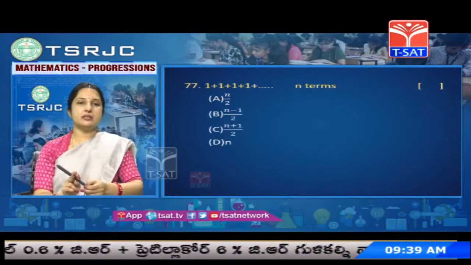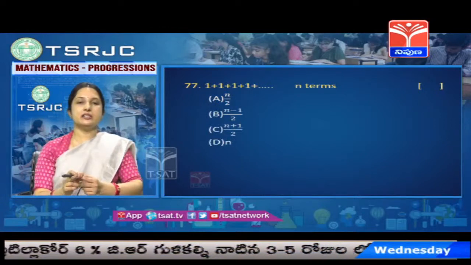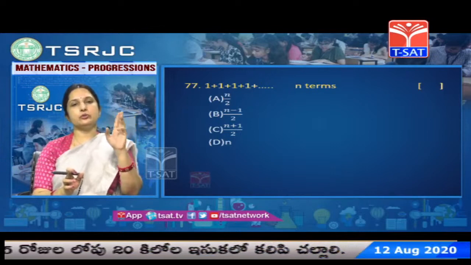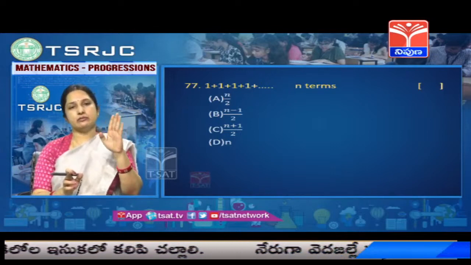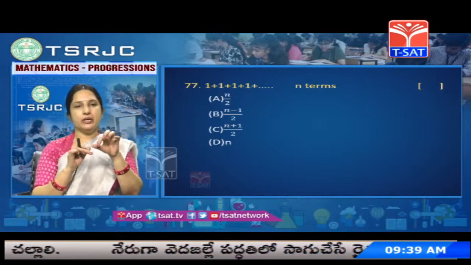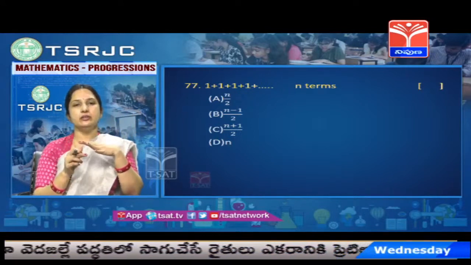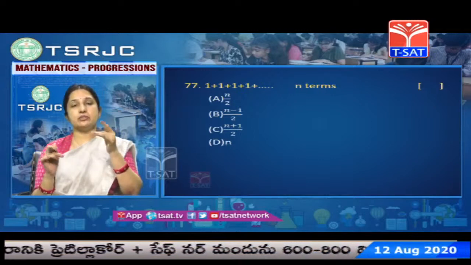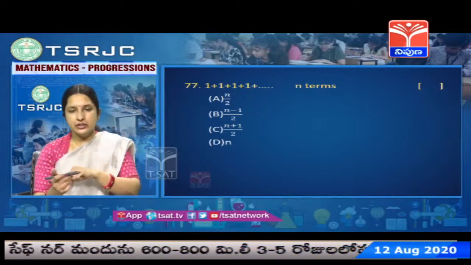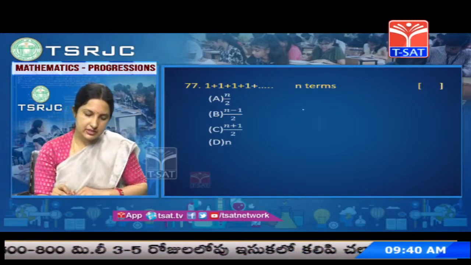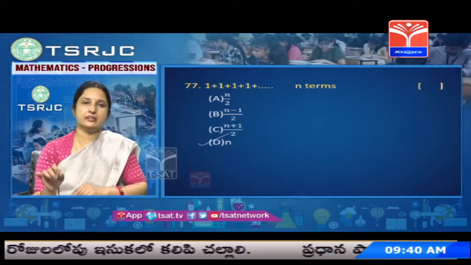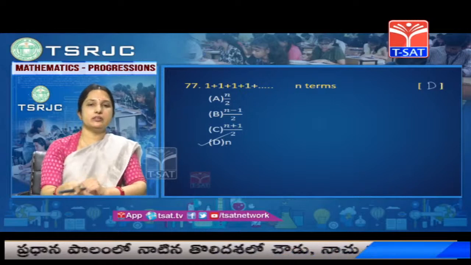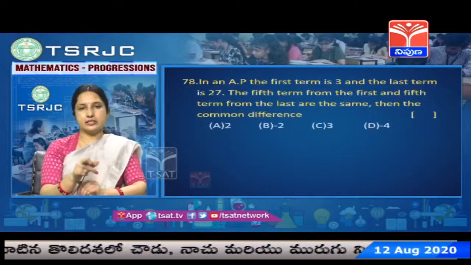1 plus 1 plus 1 plus 1 plus and so on n terms. If you add 1 plus 1, what you will get? 2. 2 plus 1, 3. 3 plus 1, 4. 4 plus 1, 5. How many times you add 1, that number you will get. So if you add 1 n times, what you will get? n only. So that equals n. So option D, directly you can write.